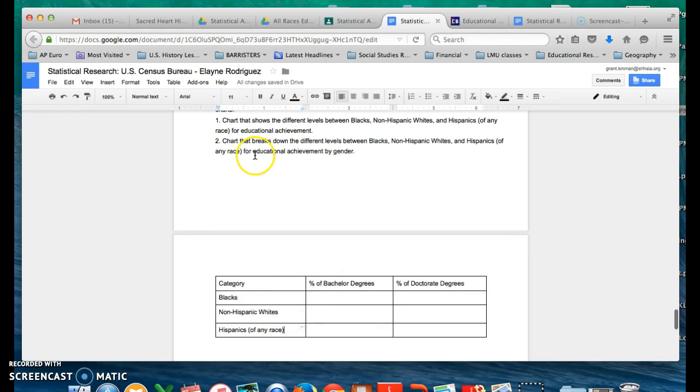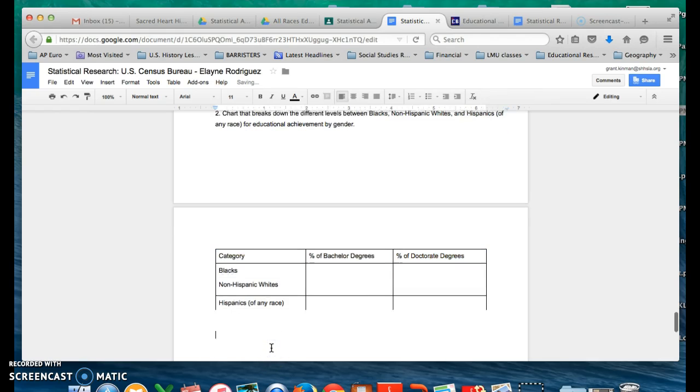But this is a two-part process. We need a second chart. Chart that breaks down the different levels between blacks, non-Hispanic whites, and Hispanics of any race for educational achievement by gender. Ooh, we've just thrown in a whole nother category. How would we represent that? Well, I tell you one way we could do it. We could break it down by simply one way. I could copy my chart.